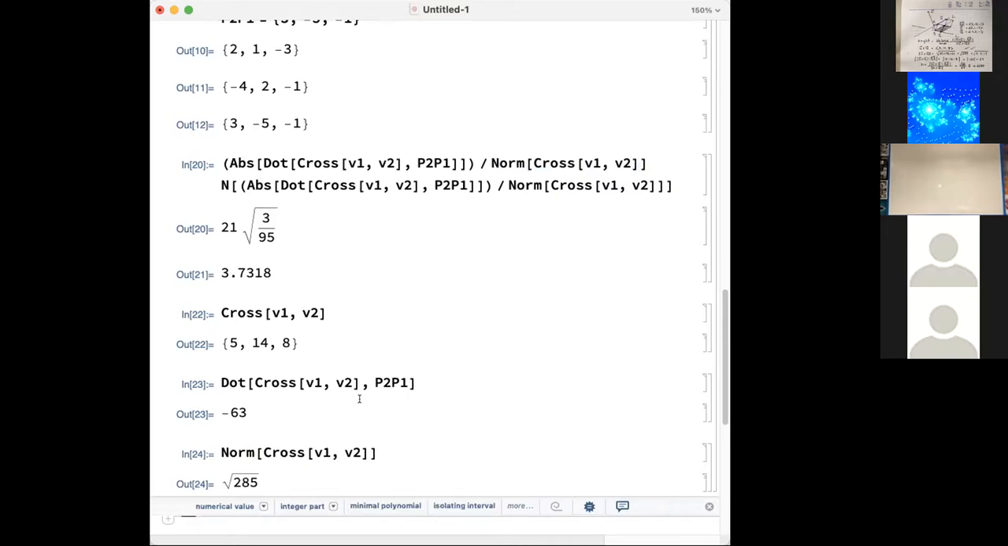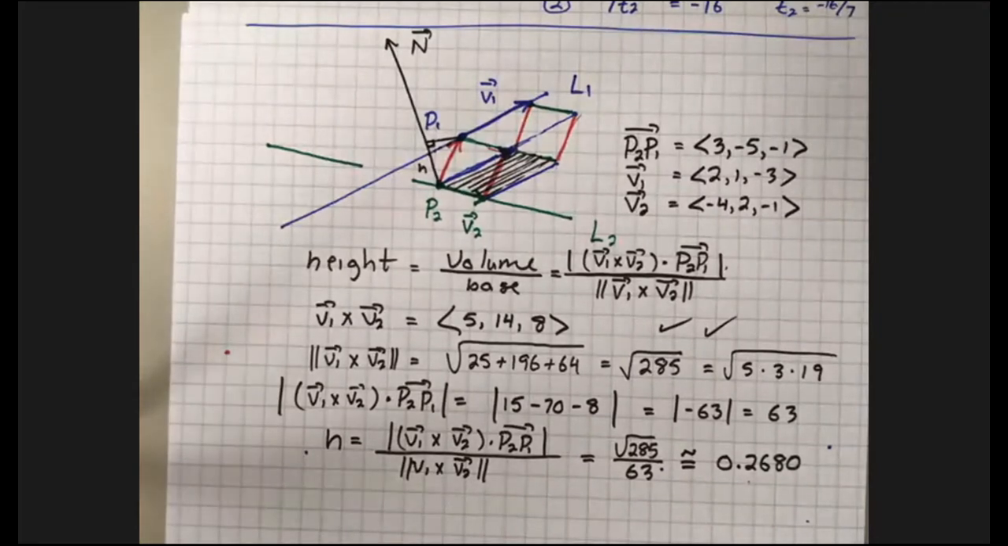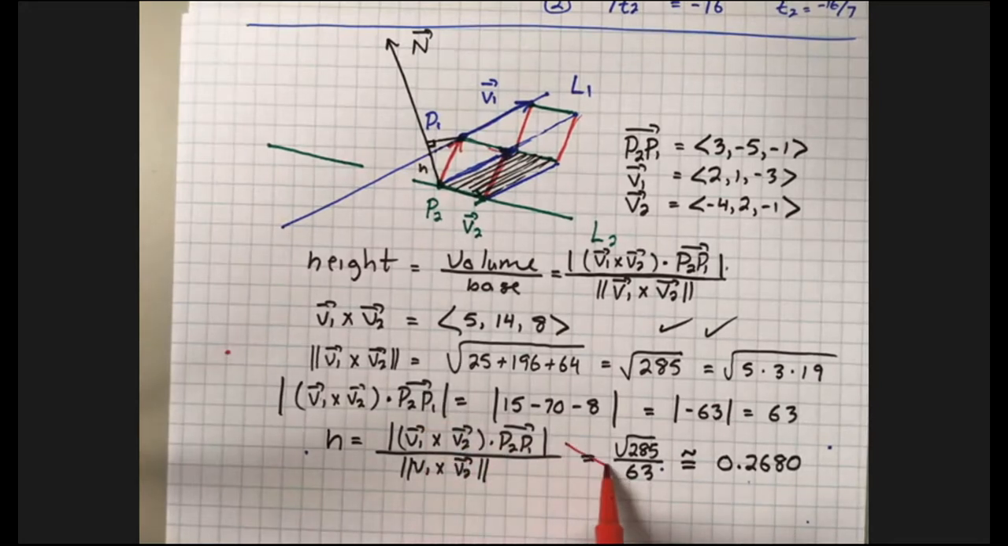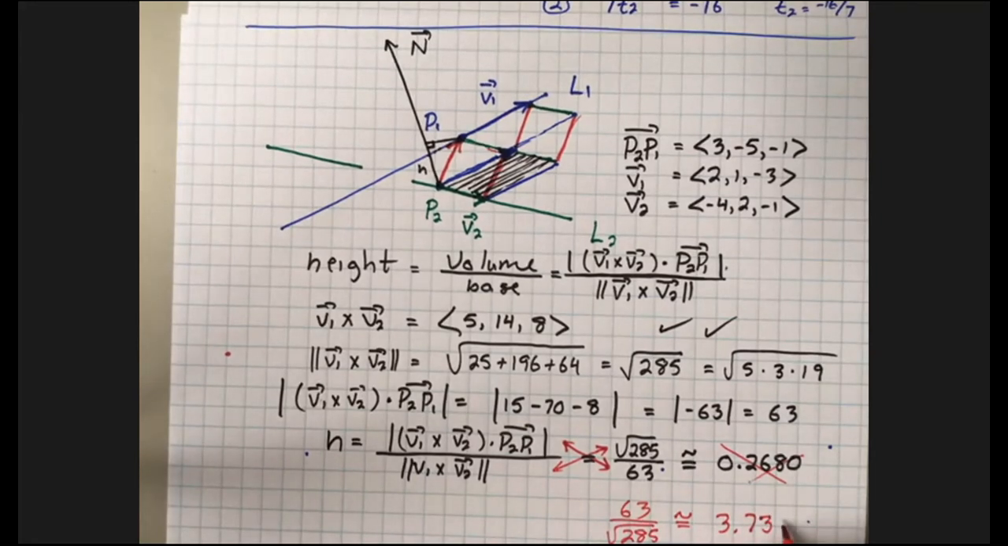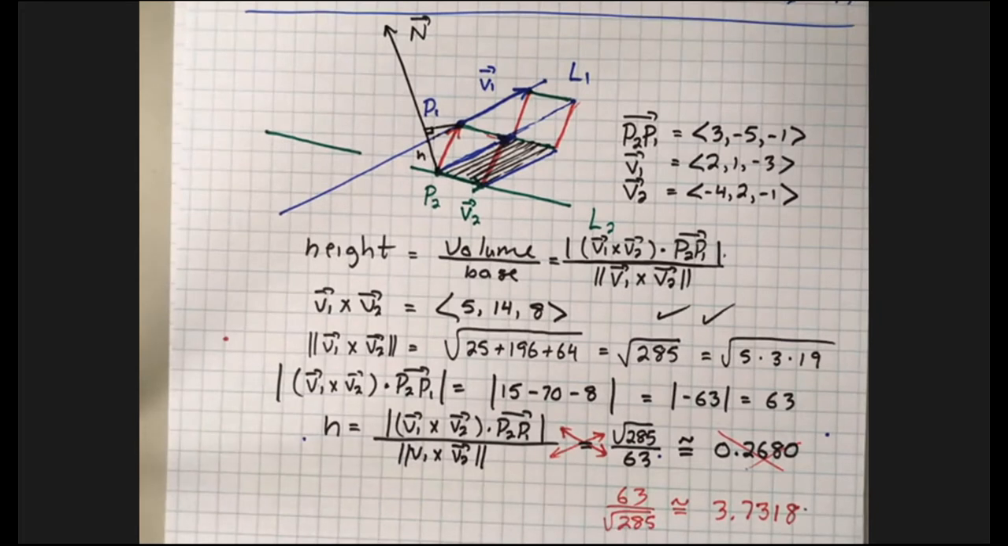So what did we do here? We got to go back to our paper and then we see it immediately, right? I entered these upside down. The dot product absolute value was 63. The cross product magnitude was 285. So now we correct our error and ask the calculator to take the reciprocal. And this is 3.7318, which is exactly what Mathematica said.